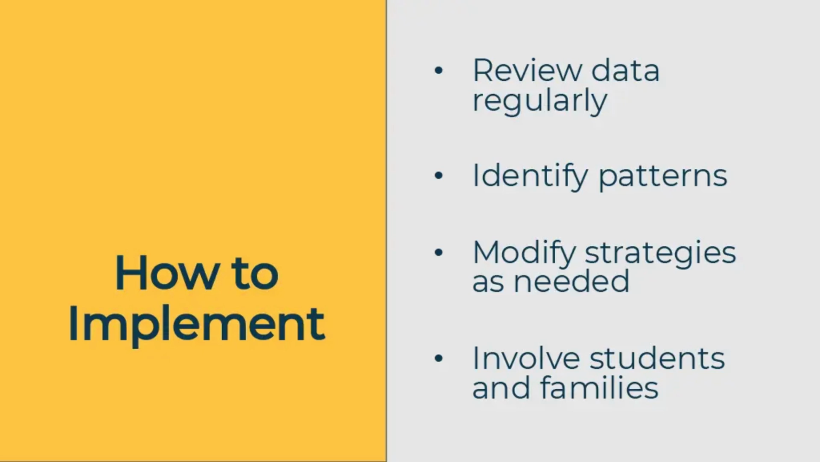This could include increasing reinforcement, changing the environment, or offering different sensory supports. Involving families and the student themselves is also important. This ensures the strategies align with both home and school environments and meet the student's needs across settings.